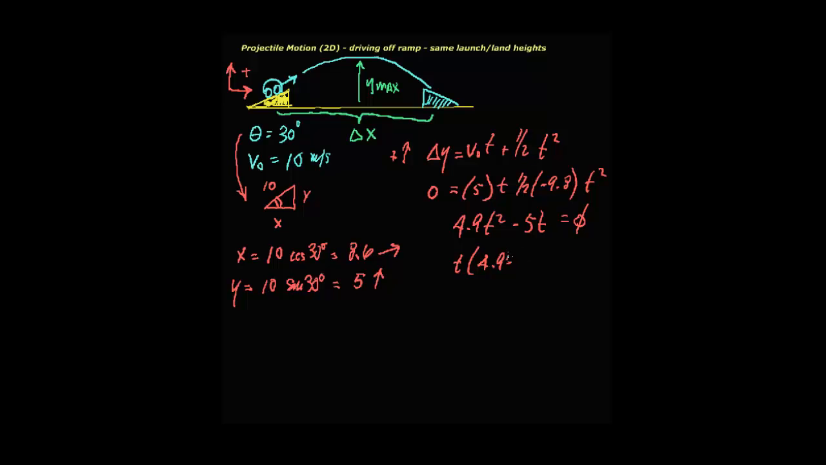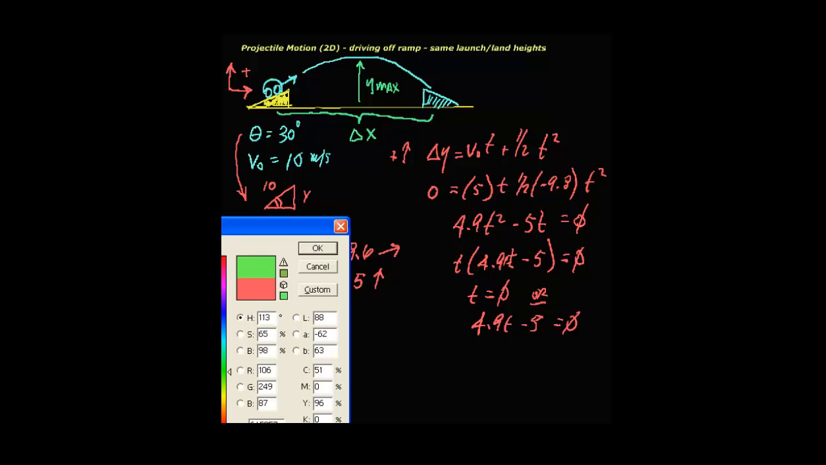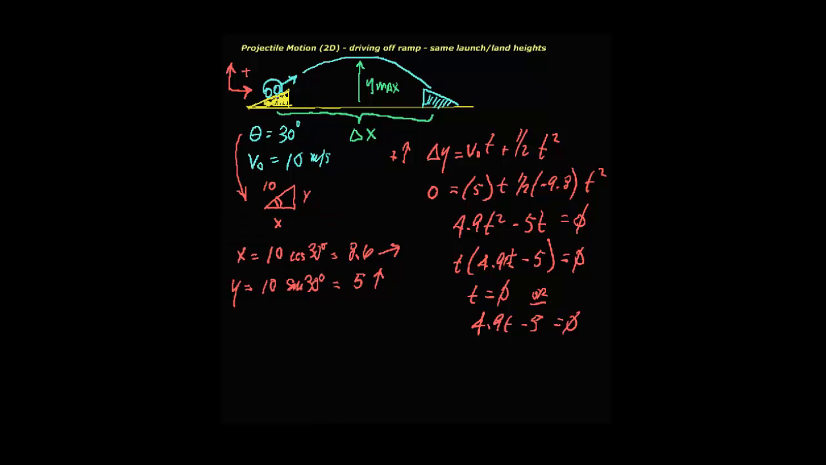Sorry, I had that backwards. t times (4.9t minus 5) equals 0. Now, for this to equal 0, either t equals 0 or 4.9t minus 5 equals 0. This first t corresponds to when the problem just starts. Yes, it's at its lowest point when the problem starts, so that's correct.